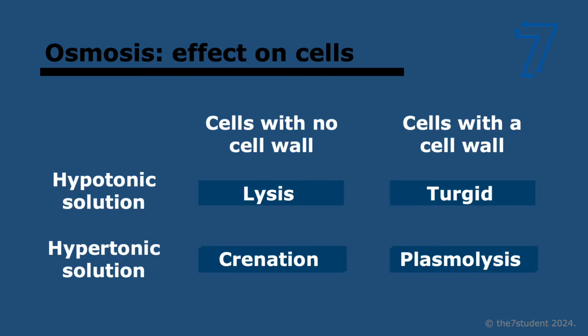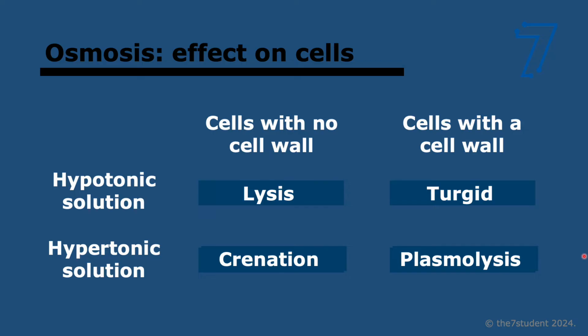So this has a lot of consequences on cells, okay? If we look at cells without a cell wall, for example, animal cells, right? Our cells, if our cells are in a hypotonic solution, water is going to enter the cell by osmosis. This can cause the cells to swell and even burst. That's called lysis. This is because there's no structure to resist the pressure of all this water coming in, right? However, in a hypertonic solution, water leaves the cell, so the cytoplasm can shrink, causing the membrane to wrinkle, and that is called crenation, okay?